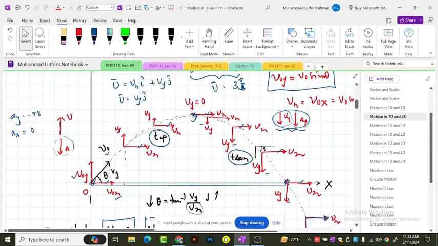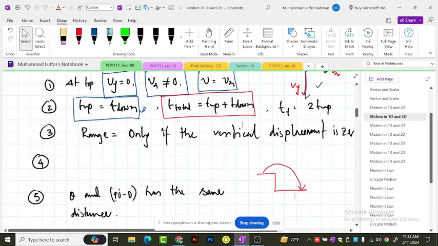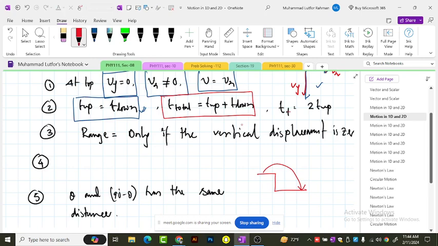And for this case, the total time of flight will be T up plus T down. You can write it in that way. And since T up equals T down, we can say that the total time of flight would be simply 2T up. We can also make this assumption from here.